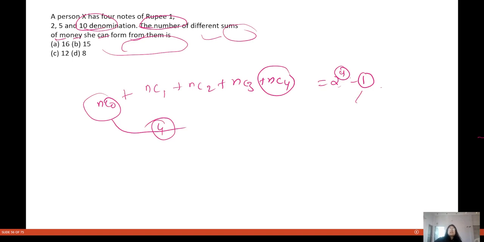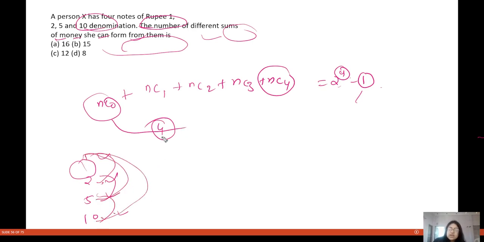See, this is a similar question to the one we did already. We are given 1, 2, 5 and 10 denominations. So this can be done in how many ways? You can choose any one of these, or you can add this and this, or this and this, or this and this.